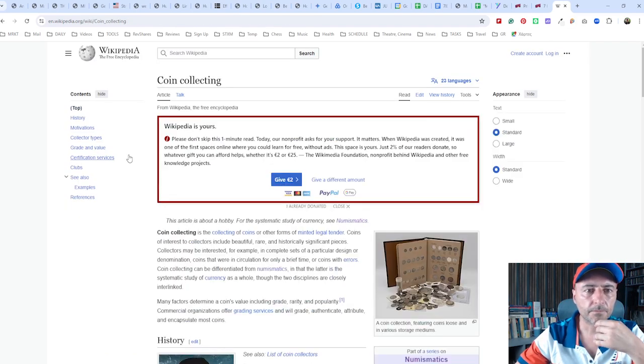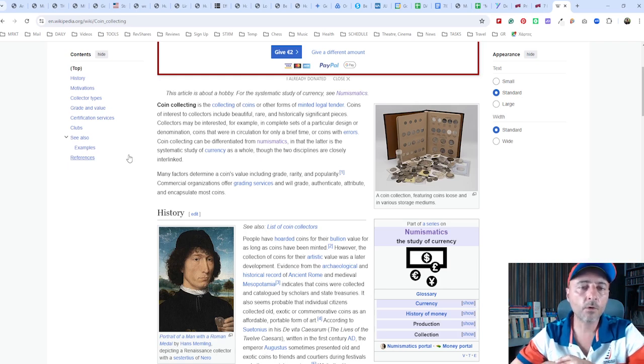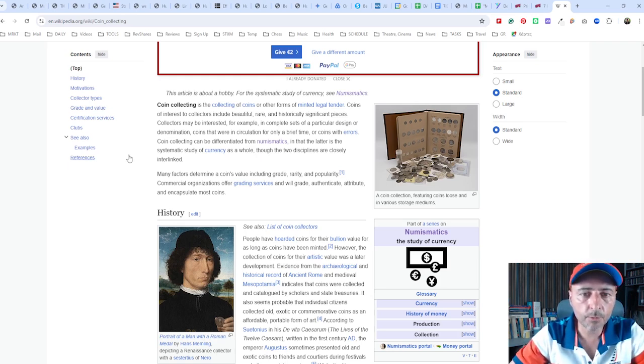Coin collecting is the collecting of coins or other forms of minted legal tender. Coins of interest to collectors include beautiful, rare, and historically significant pieces. Collectors may be interested, for example, in complete sets of a particular design or denomination, coins that were in circulation for only a brief time, or coins with errors. Coin collecting can be differentiated from numismatics in that the latter is the systematic study of currency as a whole, though the two disciplines are closely interlinked. Many factors determine a coin's value, including grade, rarity, and popularity.